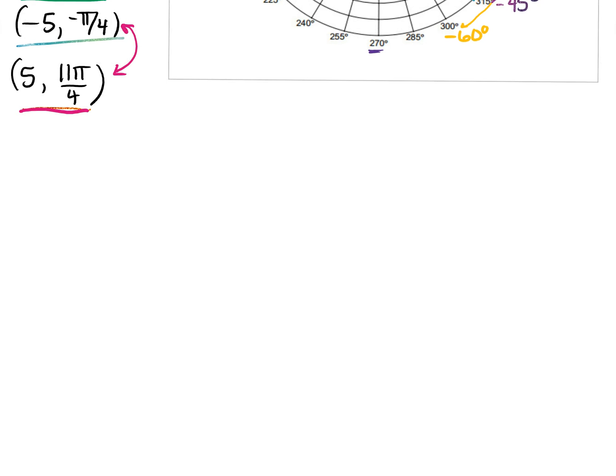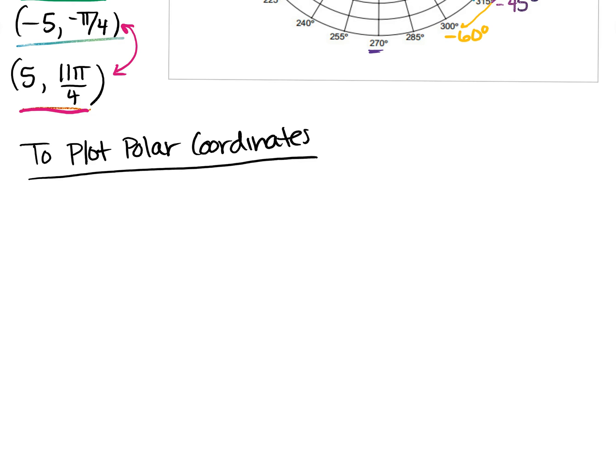So to plot polar coordinates, let's talk about this really quick. Maybe we should have done this before, but let's go ahead and write this down. First step, you want to locate the angle theta first. The reason you want to do that first is because then we know if we're going to go forward or backward depending on what r is.